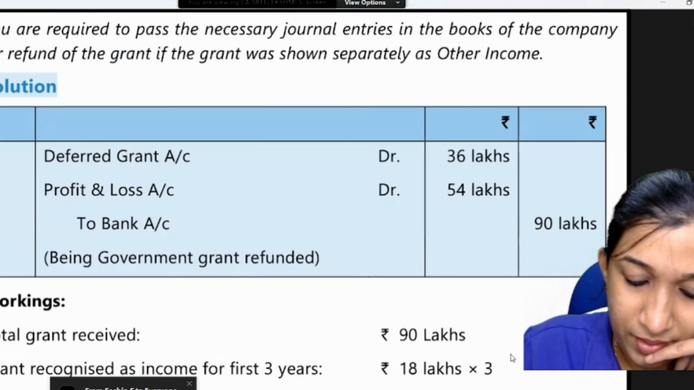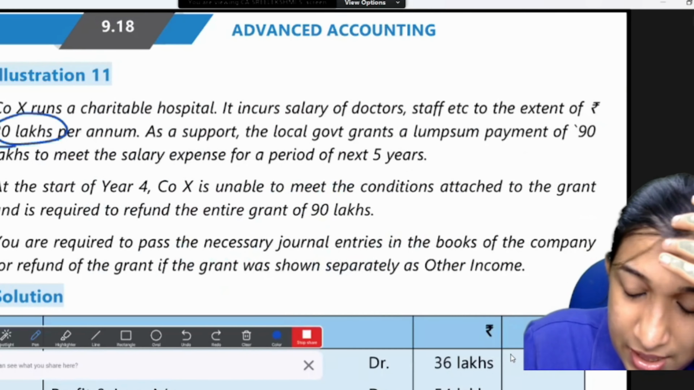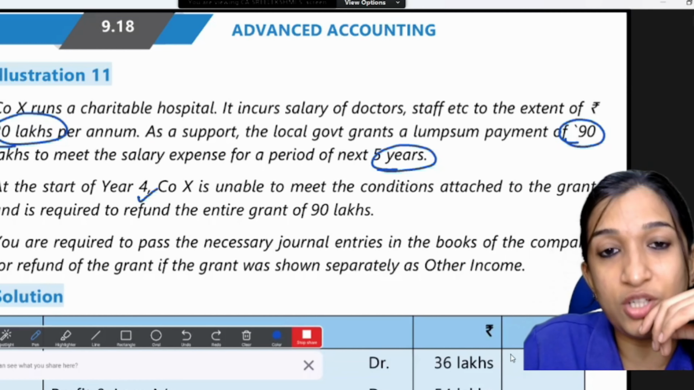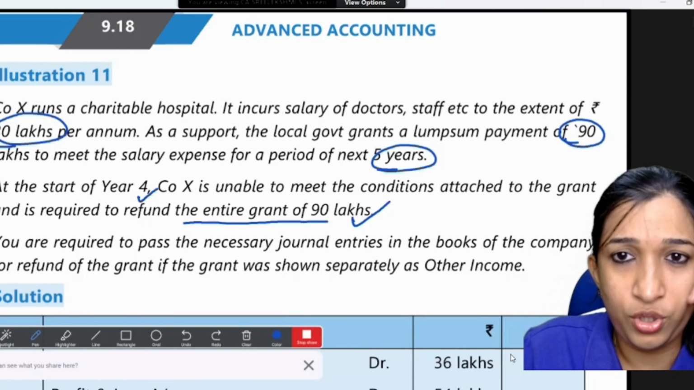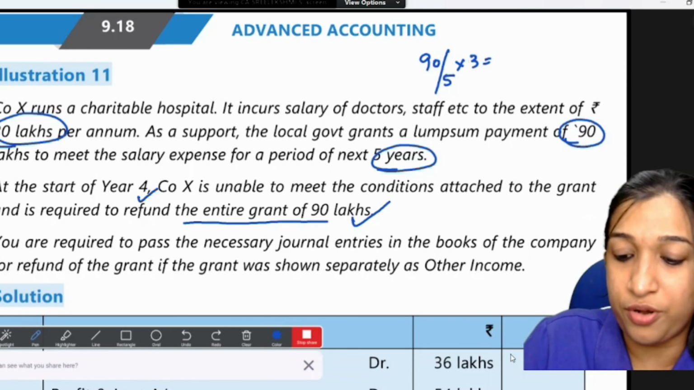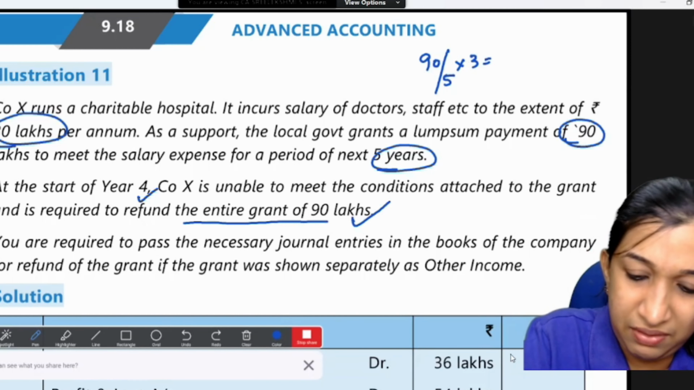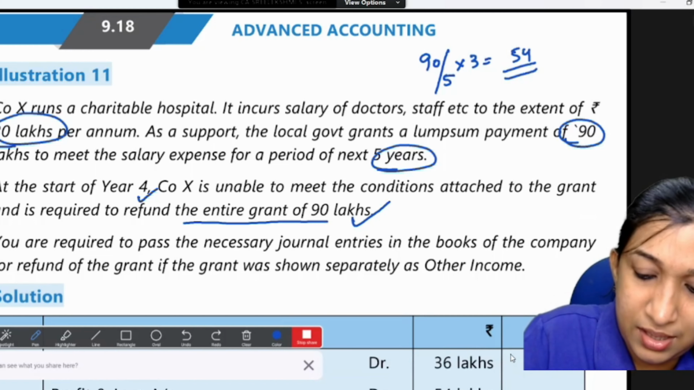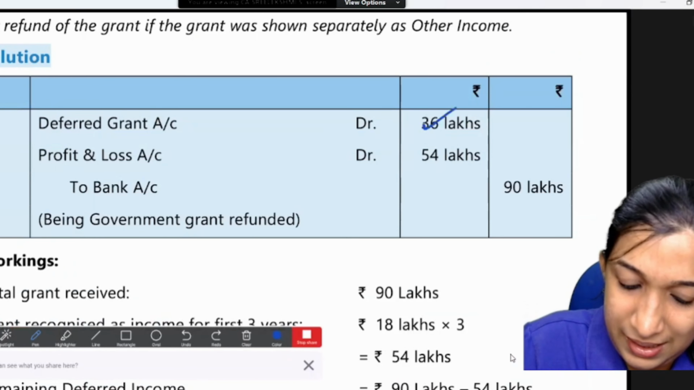So, same question. You had a charitable hospital, salary to doctors 30 lakhs. Government has given you a grant for 5 years, 90 lakhs. At the start of year 4, you didn't satisfy the condition and the grant is refundable. The entire grant is refundable. So 90 lakhs is for 5 years. Start of year 4 means 3 years already charged to P&L. So 90 by 5 into 3, 54 lakhs is already credited to P&L. Balance remaining is 90 minus 54, 36. So what is the entry? Deferred grant and P&L to bank.